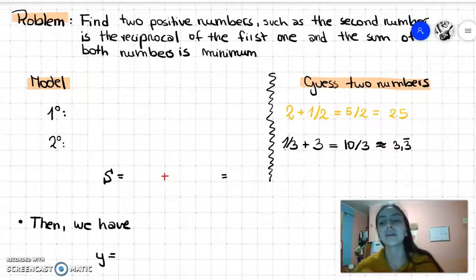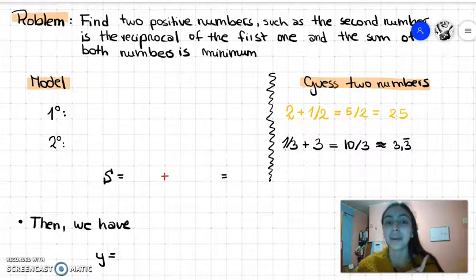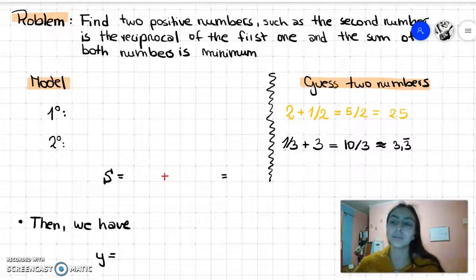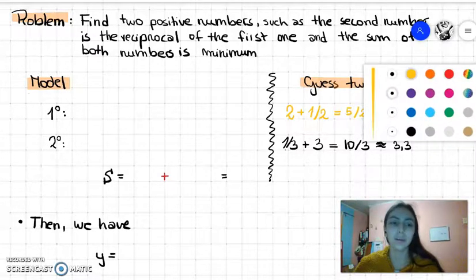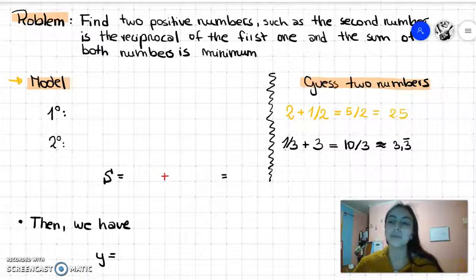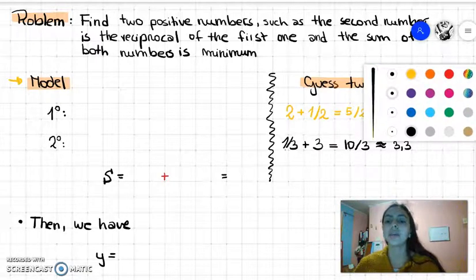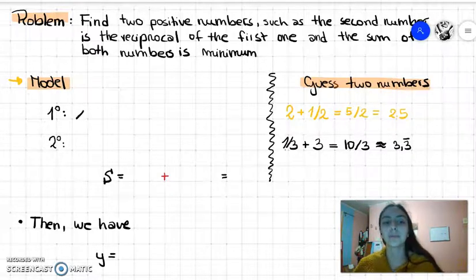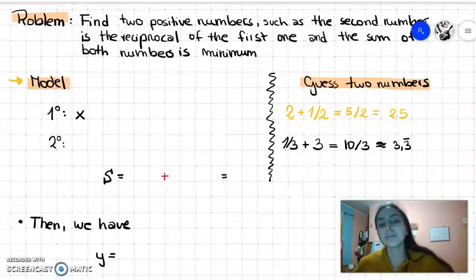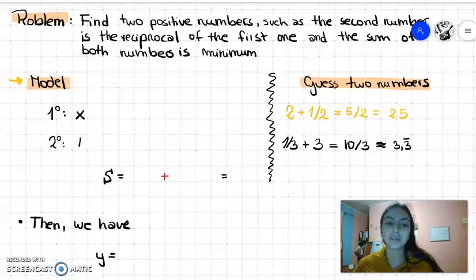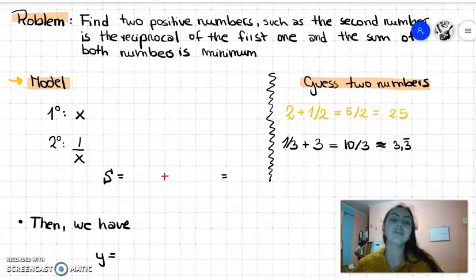For that, we're going to go the other way. On the other hand, we have a model. And we'll have to use algebra. We'll say that the first number is x. In the problem, they say that the second number is the reciprocal of the original number, so we'll say that it's 1 divided by x.